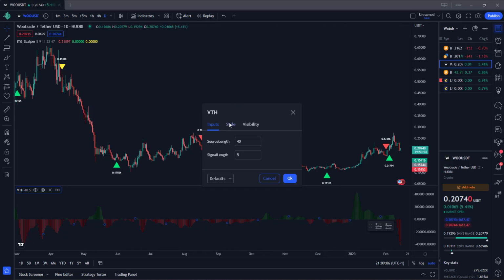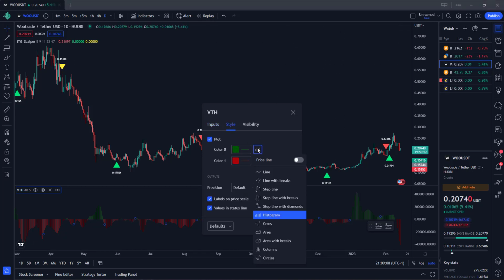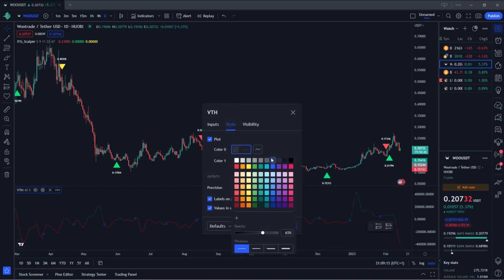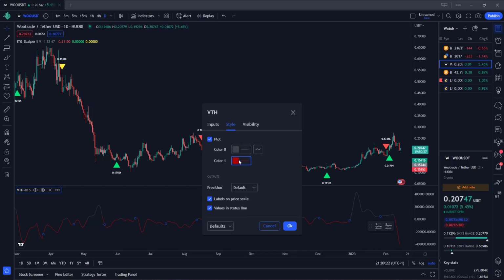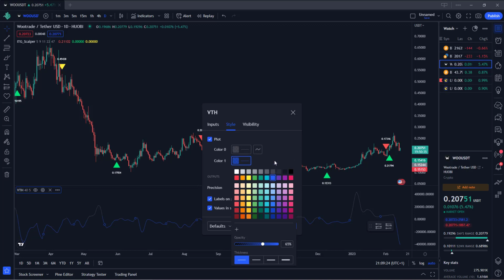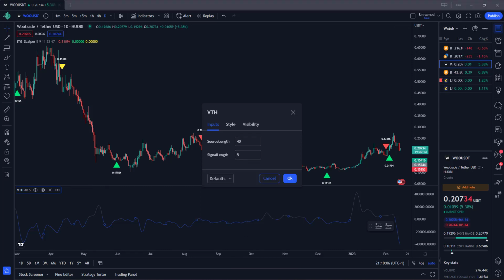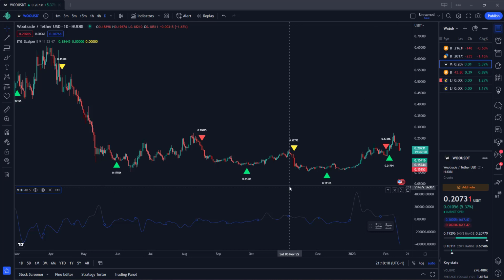We're also going to make some changes in the style. We're going to go for a line instead of a histogram. And for the colors, the first one is going to be gray. And the color red is going to be the color blue. Alright, so this is in essence the setup for both indicators.